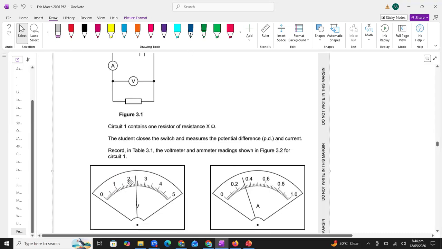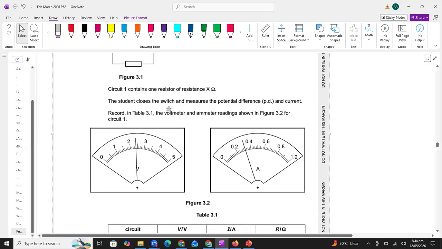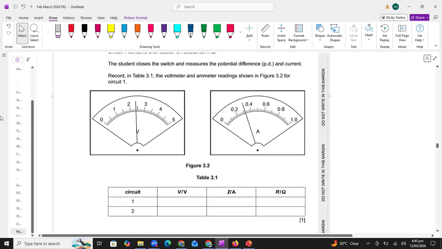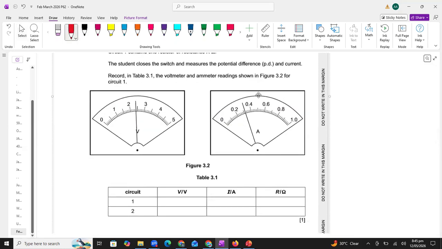Circuit 1 contains one resistor of resistance X ohm. The student closes the switch and measures the potential difference and current. Now they are asking us to record in table 3.1 the voltmeter and ammeter readings shown in figure 3.2 for circuit 1. Now we have to record the readings of the ammeter and voltmeter. So now you can see, students, the voltmeter reading.